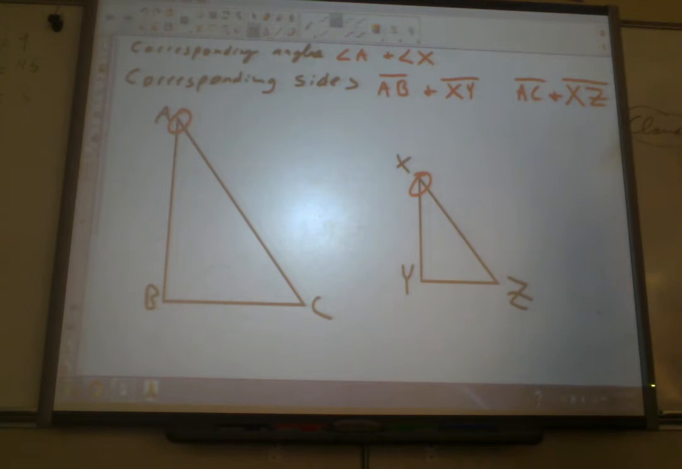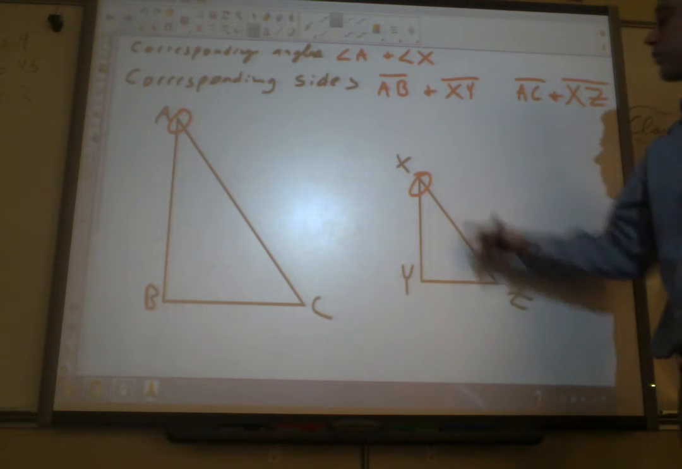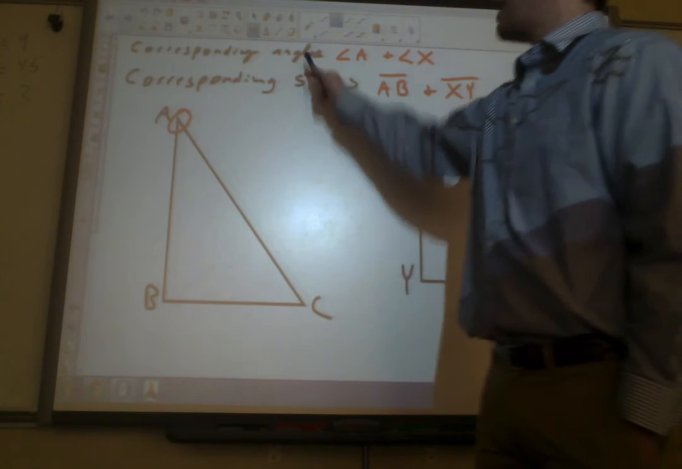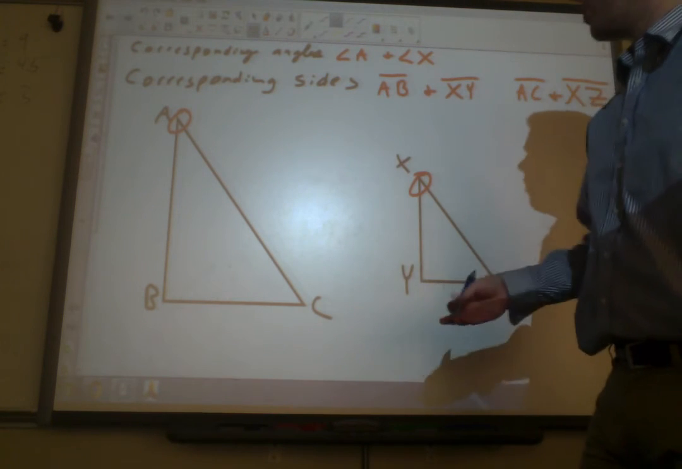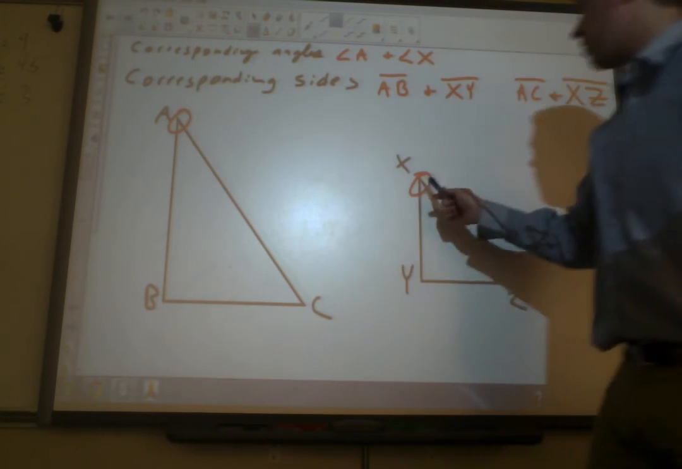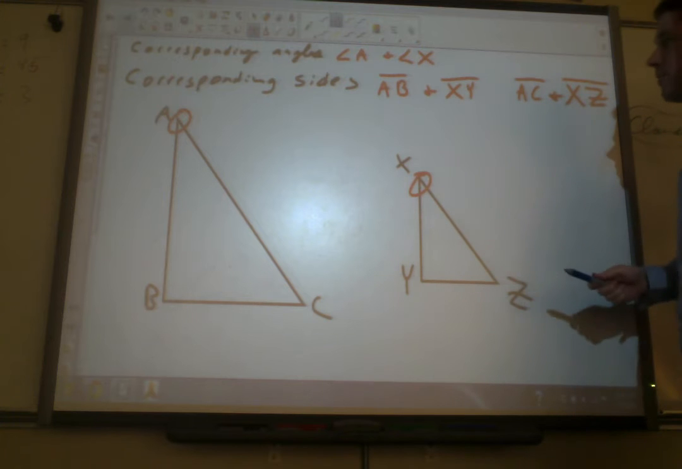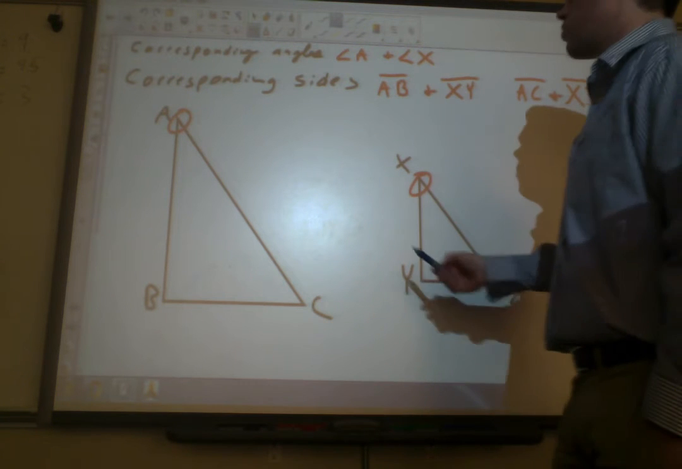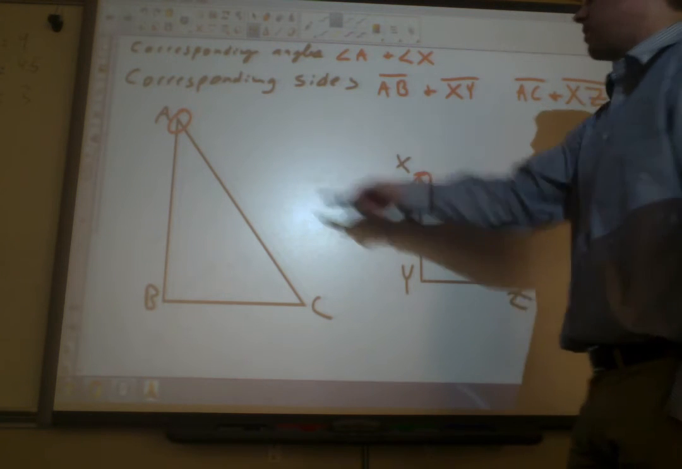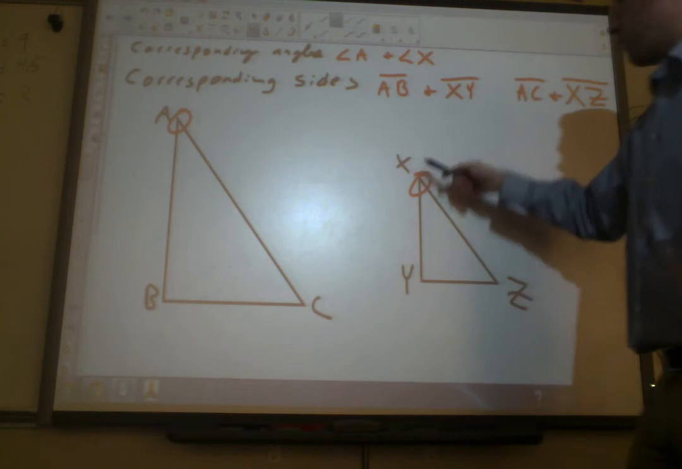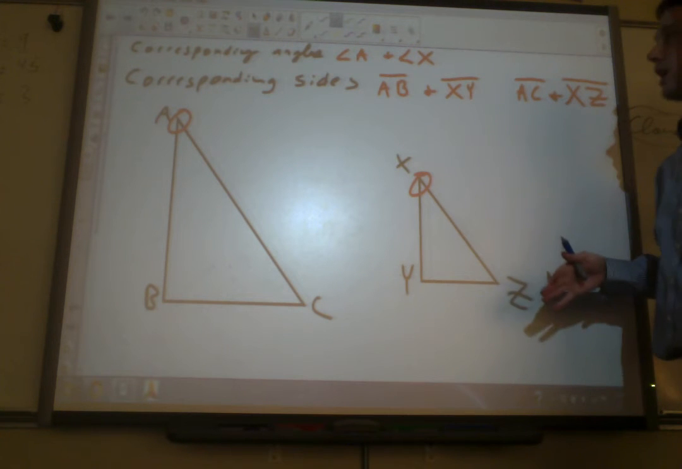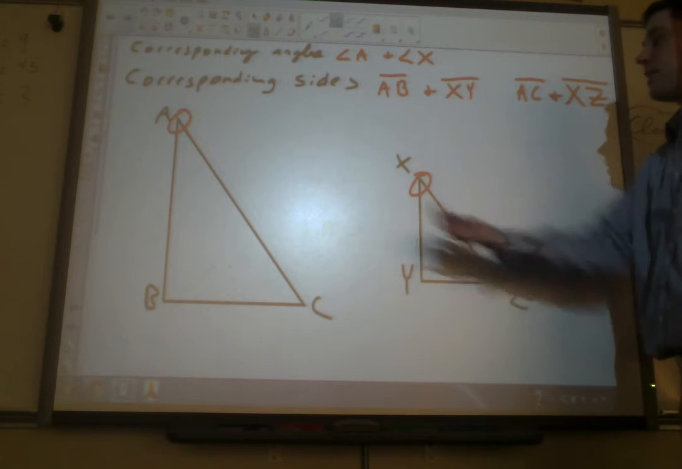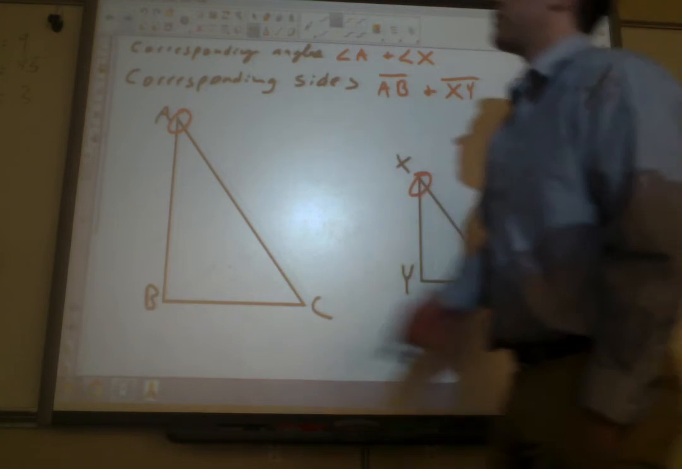So corresponding just means they kind of match. If we're talking about the angles, then corresponding angles are going to be congruent. So angle A and angle X are exactly the same. Sides are not necessarily going to be congruent. AB is bigger than XY, but they're still corresponding because they match each other from this shape to this shape.